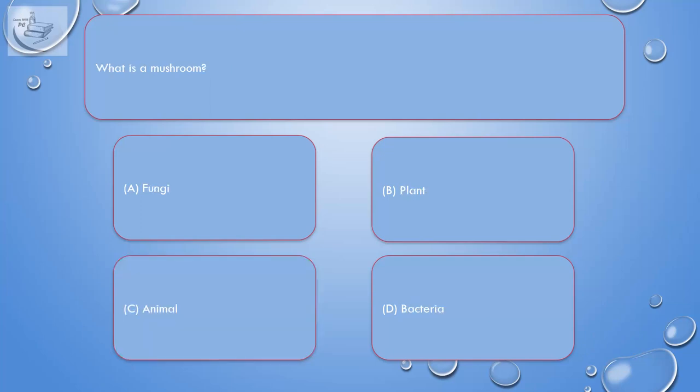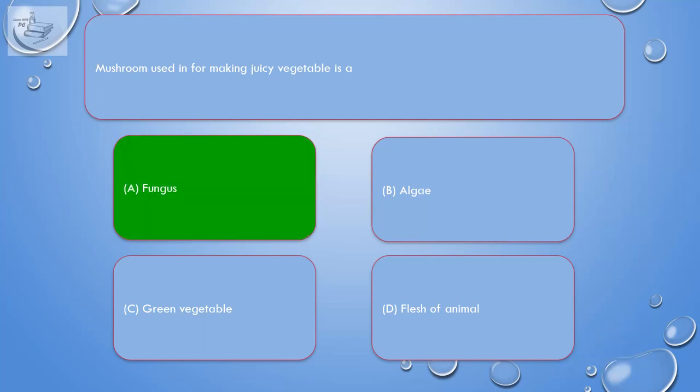Question: what is a mushroom? A. Fungi, B. Plant, C. Animal, D. Bacteria. Correct answer is A. Fungi. Question: mushroom used for making juicy vegetable is a A. Fungus, B. Algae, C. Green vegetable, D. Flesh of animal. Correct answer is A. Fungus.